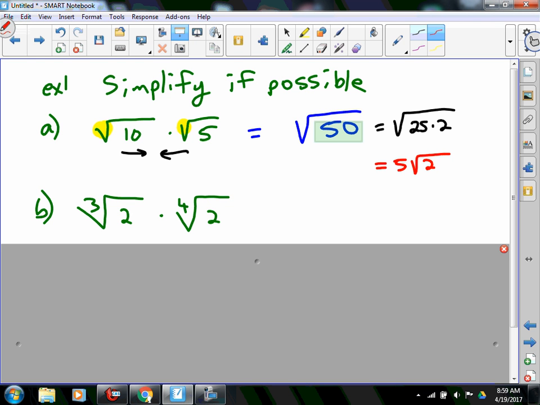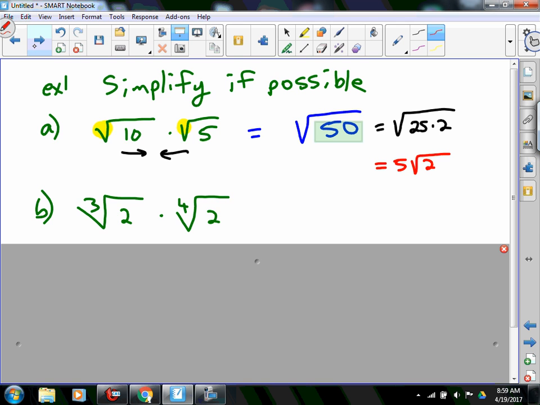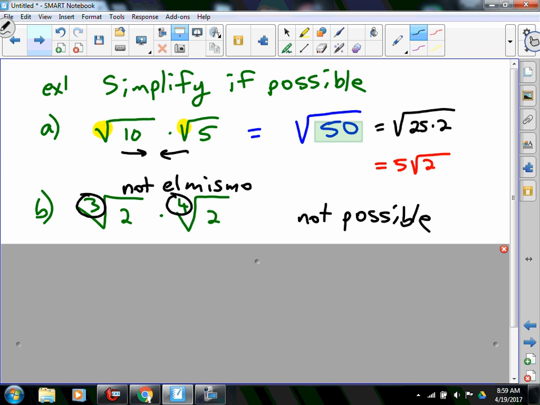It would not be 12. Well, let's take a look at this rule that we saw. Got to be the same index. Is our index the same? No. Our index is not el mismo. This and this are not el mismo. So this is not possible. Somebody might be thinking to themselves, the radicand is the same, 2 and 2. Well, we didn't say anything about the radicand. The index has to be the same, and the indices are not the same.